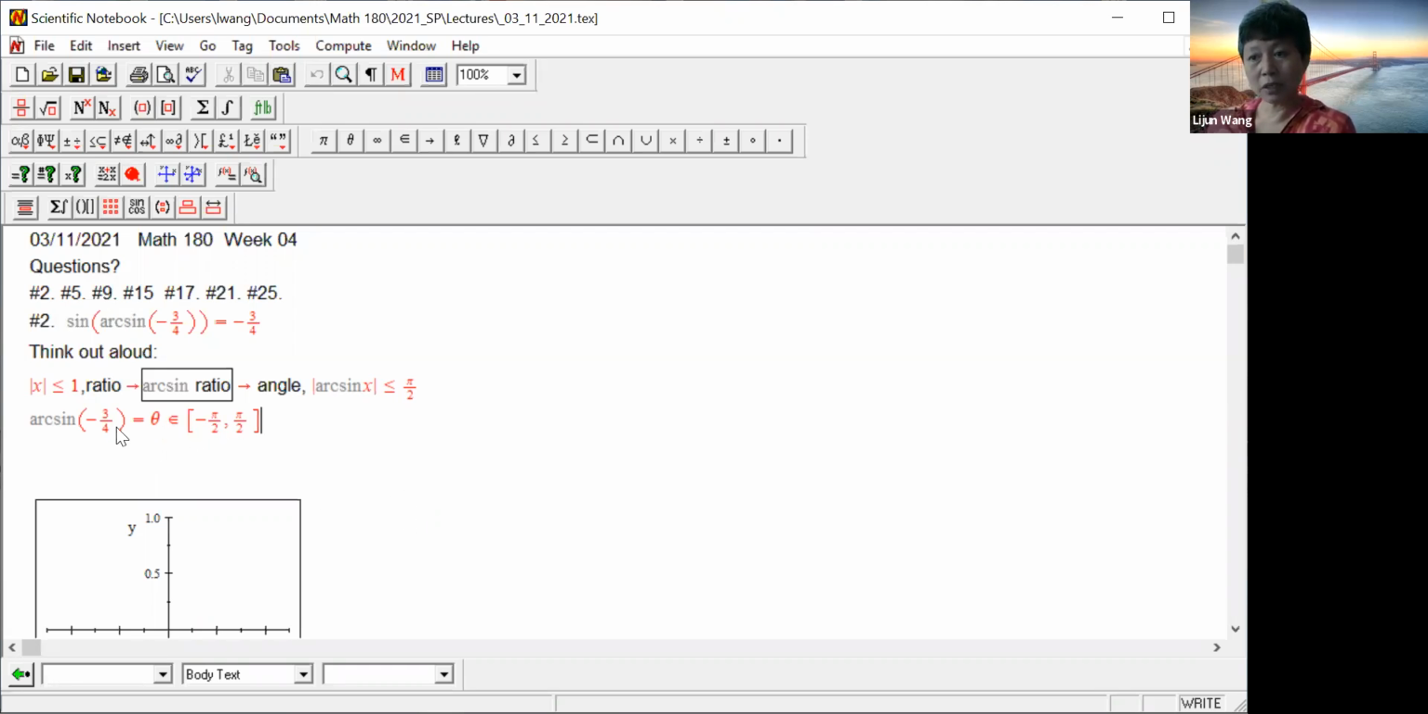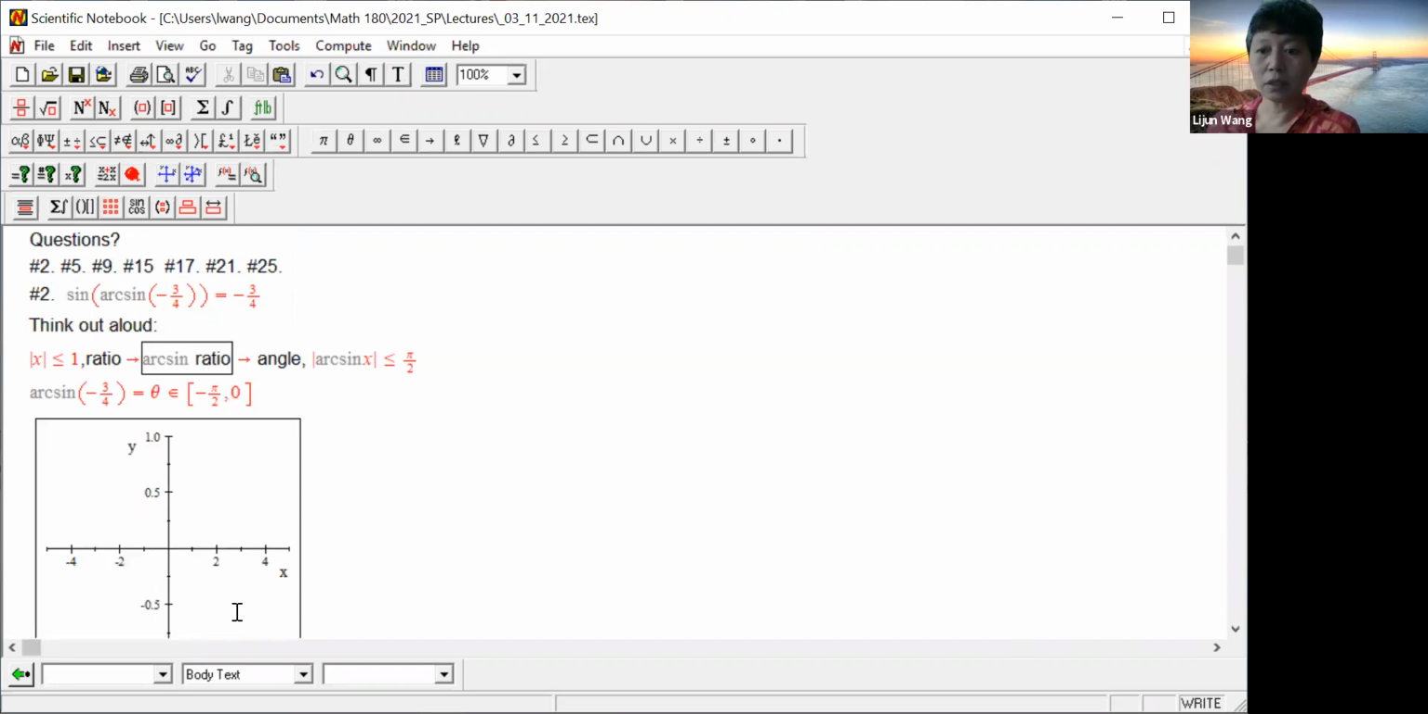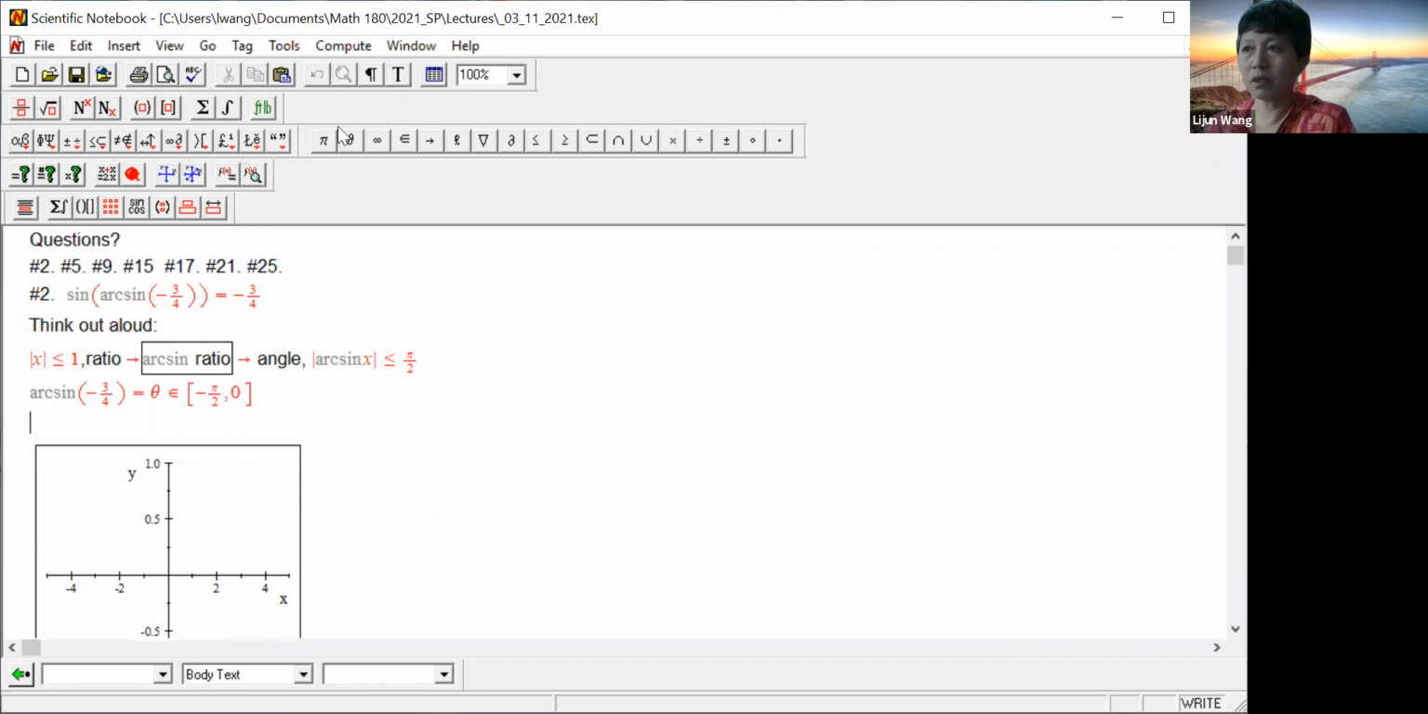And over here, because the ratio is negative, then theta is in the range. In particular, you actually know it's going to be a negative angle. Okay, the DRA. So from this ratio, we know that sine theta is going to equal negative 3/4.